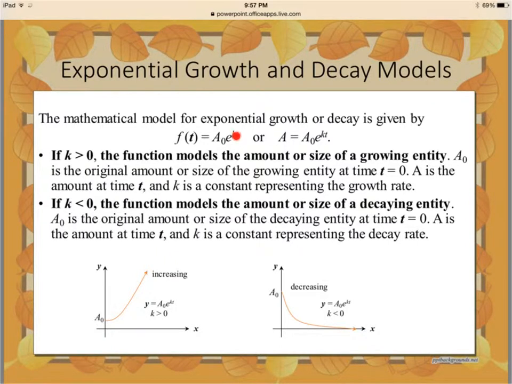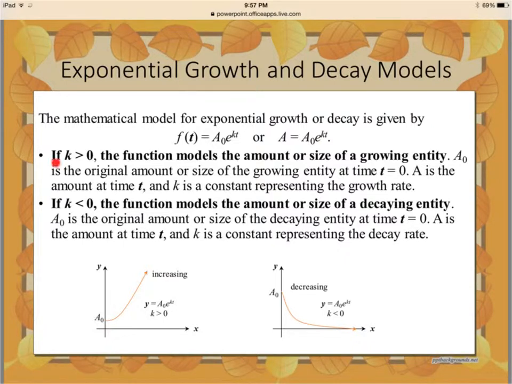And then we're going to have the exponent k, which is going to be our rate in decimal form. So any percentage, make sure you write it as a decimal. And then also t is going to be in that exponent too. And t could stand for years, or sometimes it stands for days or weeks or whatever. It depends on the problem and the context of the problem.